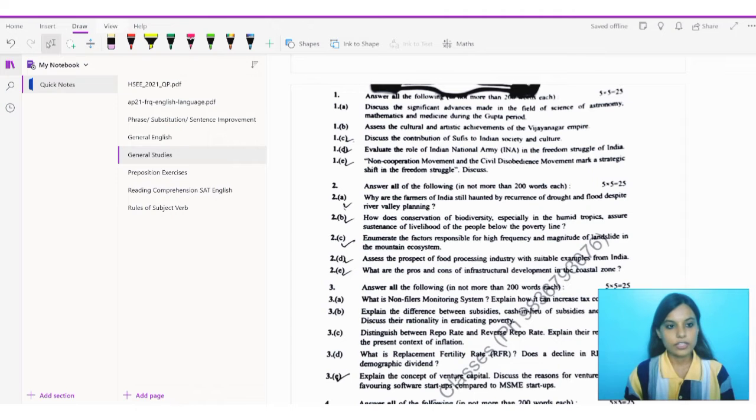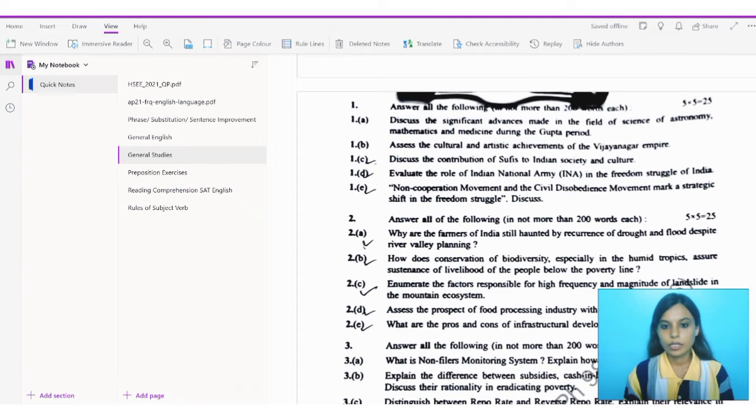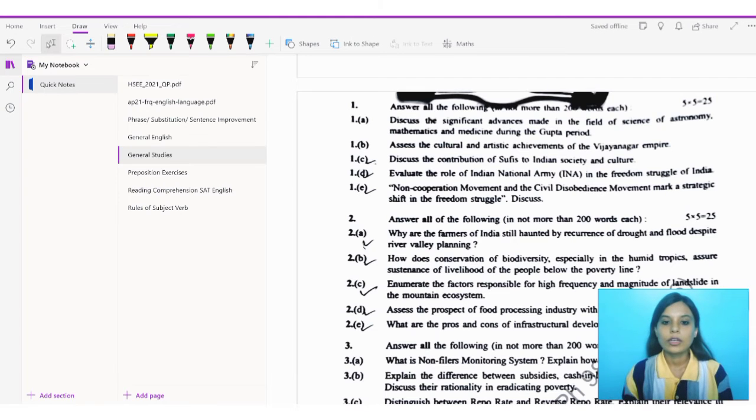Here is a question. It says, discuss, number one. We are starting. Number 1A says, discuss the significant advances made in the field of science of astronomy, then mathematics and medicine during the Gupta period. So over here you have 5 marks for this question, and we are going to write an answer of 200 words.